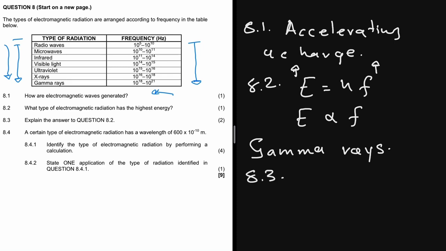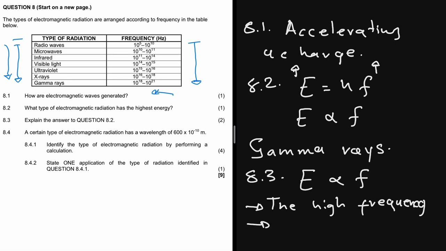The next question, which is 8.3, says, explain the answer to question 8.2. We have already explained the answer. The answer is that energy is directly proportional to frequency. This means the higher the frequency, the higher the energy. So you can just explain it like that: energy is directly proportional to frequency. Therefore, the higher frequency has the highest energy.